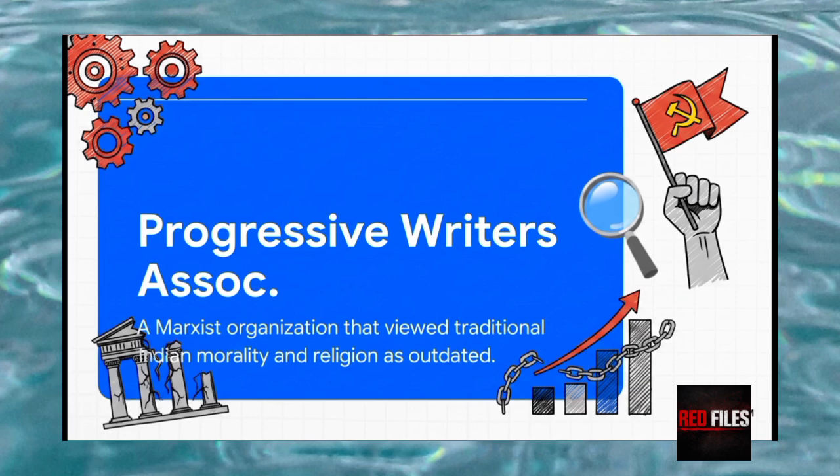Now, to understand how this shifted the stories we actually saw on screen, we have to look at the institutions driving it. In 1936, the Progressive Writers Association, or PWA, was formed. Driven by Marxist ideology, this organization basically viewed traditional Indian morality and religion as completely outdated. This was quickly followed by the Indian People's Theatre Association in 1943. And just impartially reporting the historical record here, these organizations acted as literal training grounds that systematically shifted mainstream movie narratives toward themes of class struggle, wealth disparity, and systemic exploitation.